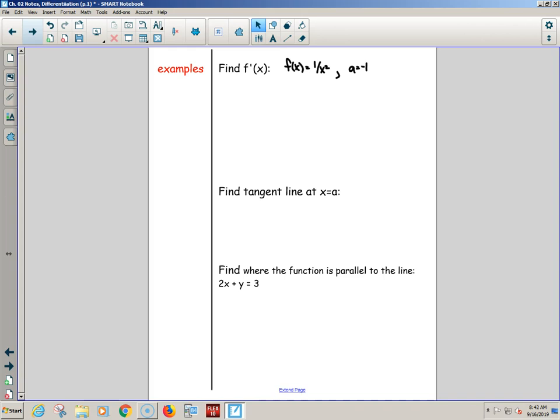However, this section is solving derivatives with limits, aka summer packet review.